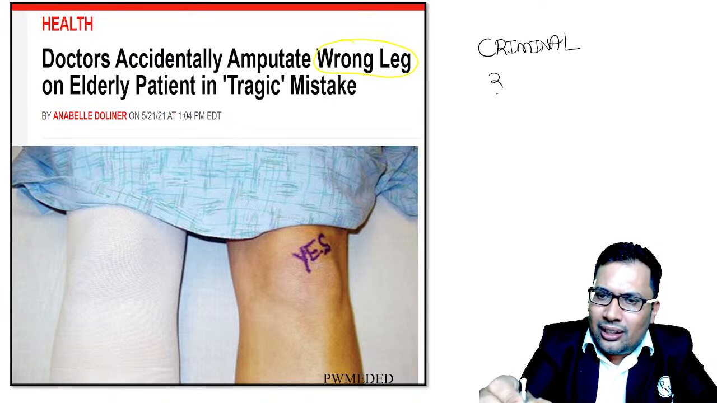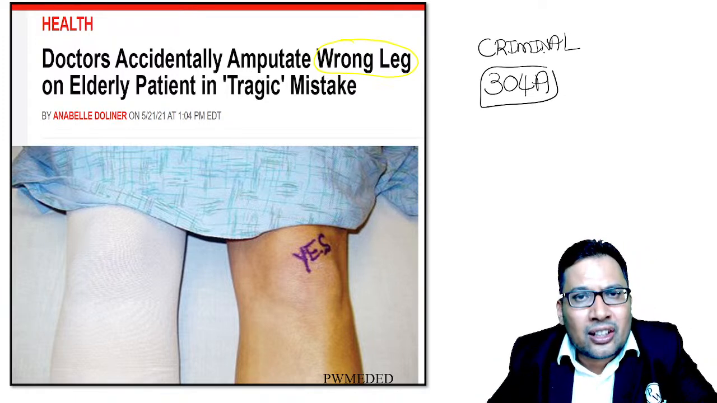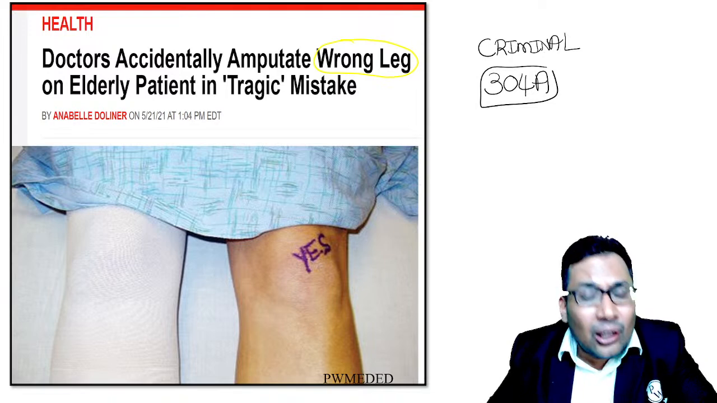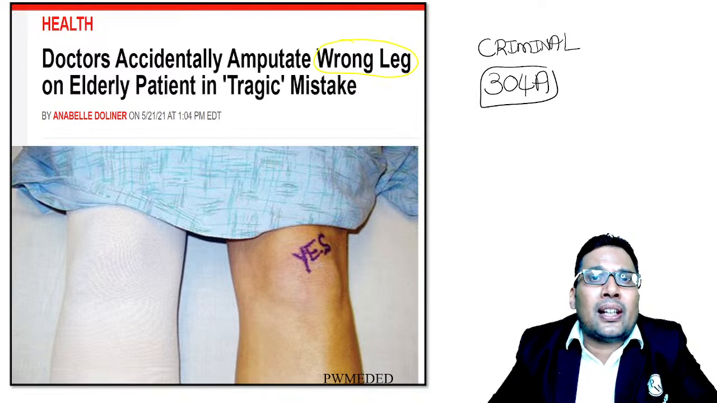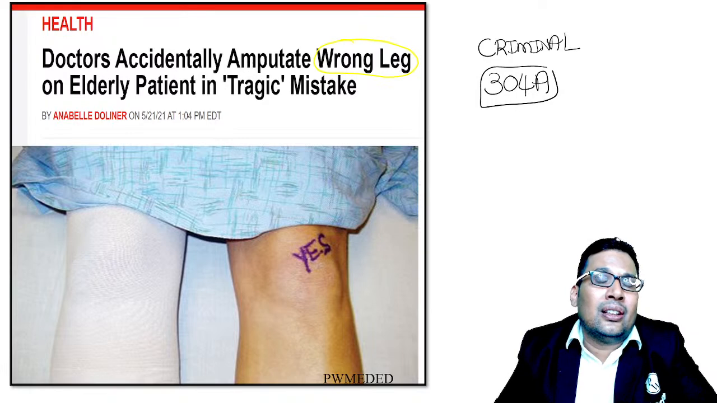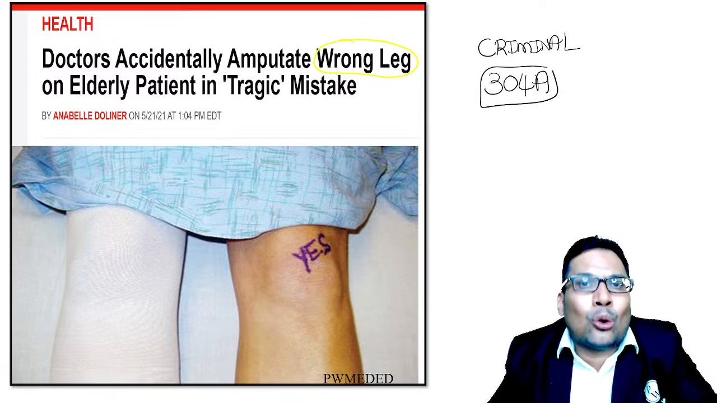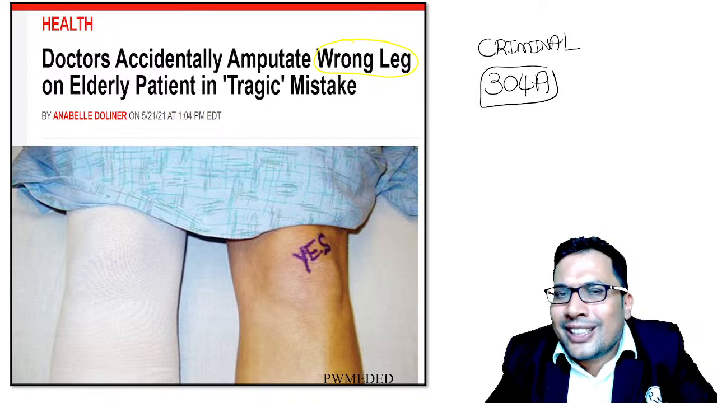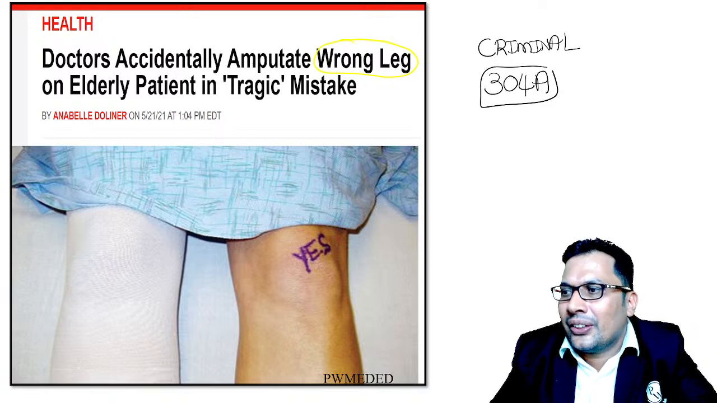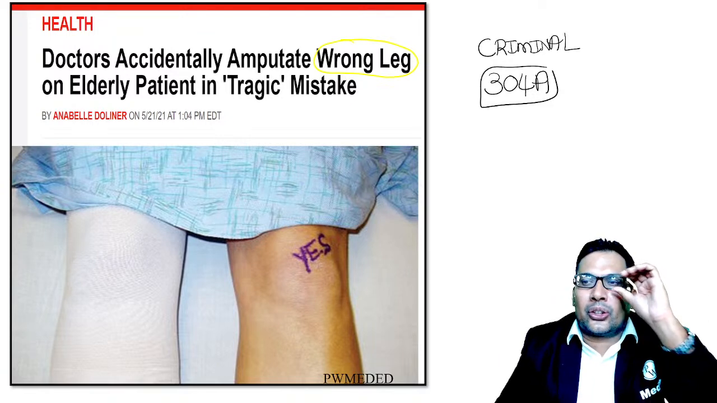So punishable under 304A IPC. What is the punishment? 2 years of imprisonment. Consent is not a good defense. Contributory negligence is not a good defense. It is handled by the criminal code. So doctor will go to jail in criminal negligence. So this is what you must know.